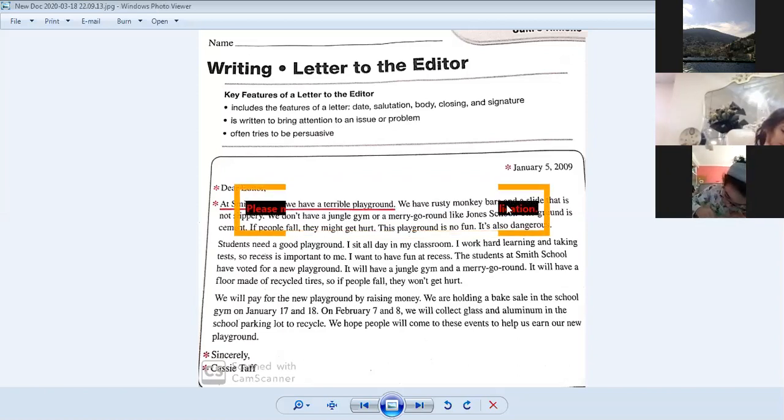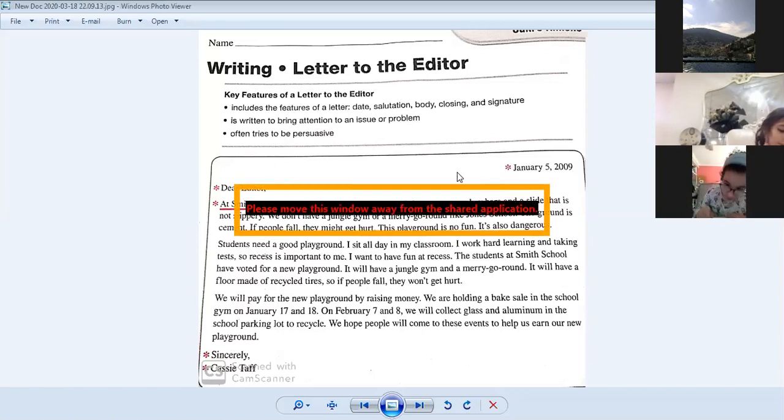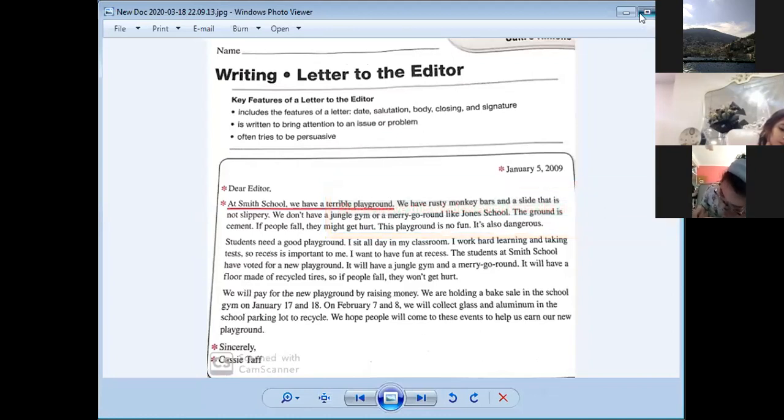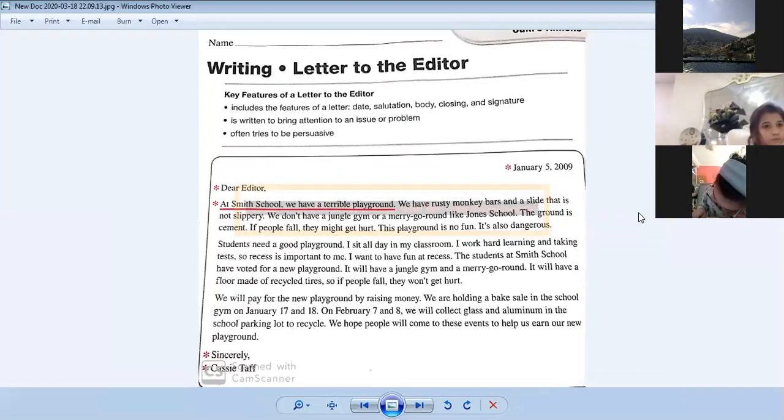Okay. Write anything that you want. Okay, mommy. You have three problems. You have three problems, right? You have so many problems, sorry. Choose three of them and write.